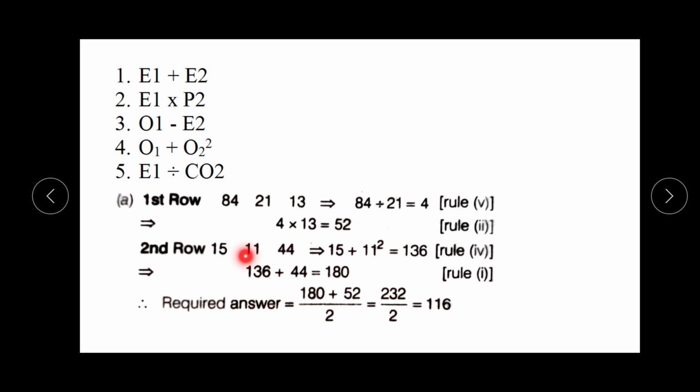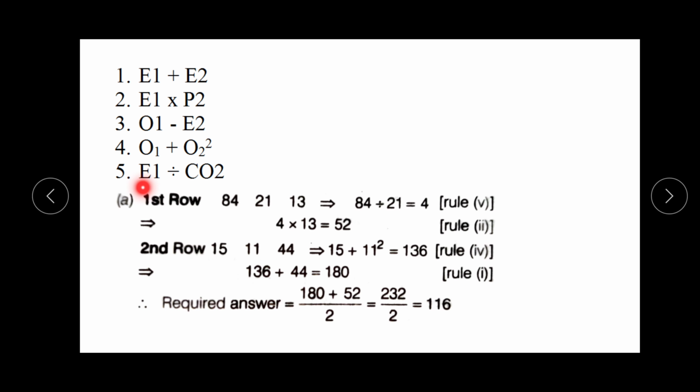It means what is the square of 11? 11 square is 121. Then what we will do, 15 plus 121 is equal to 136. Now this time the resultant of these two numbers, that is 136. It means this has become a 136.